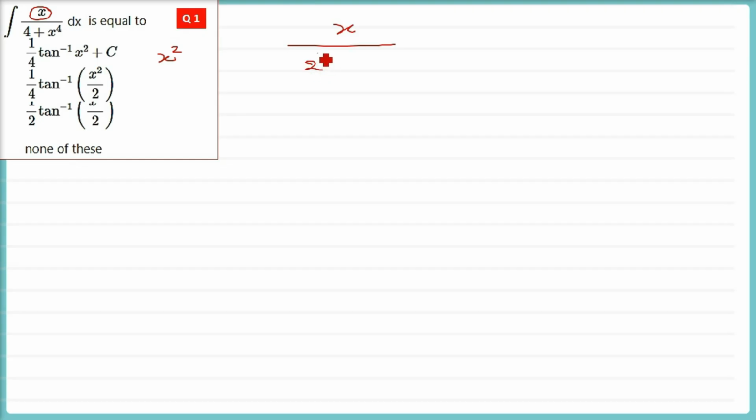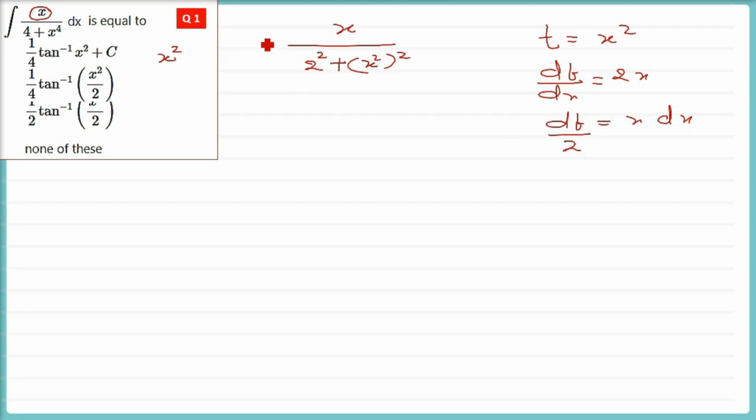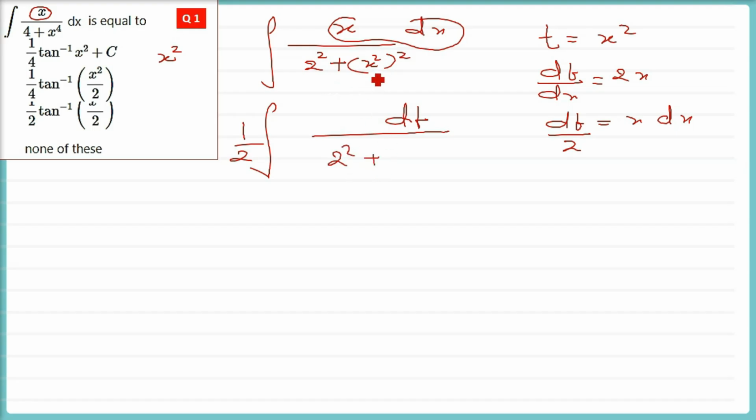That means x is the numerator, 4 can be written as 2 square, and x raised 4 can be written as x square to the power 2. So when we put t equals to x square, dt by dx will be 2x. So this x dx will be equal to dt by 2. So when we integrate this, x dx is already we have got, that is dt by 2. You can have dt here, half can be kept outside, and this 2 square plus we have assumed x square as t, so it will be 2 square plus t square.